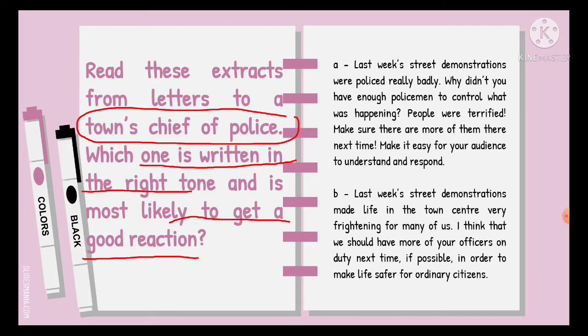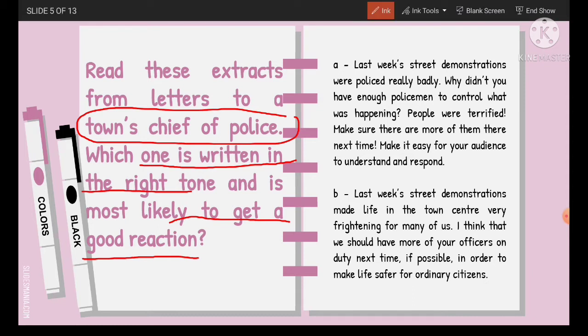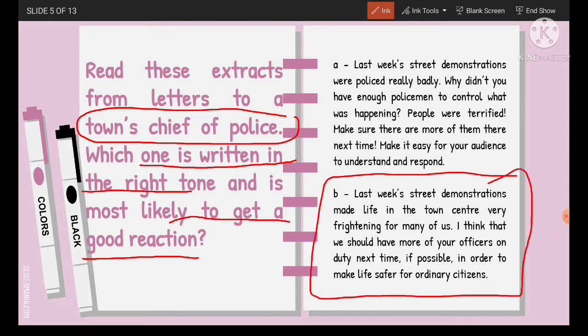Can you guess the answer? Yes. Well, the correct answer is actually B. Because why? If you read carefully the tone of the letter, it is in a correct or polite way. Compared to A, A sounds rude. So B is more polite.